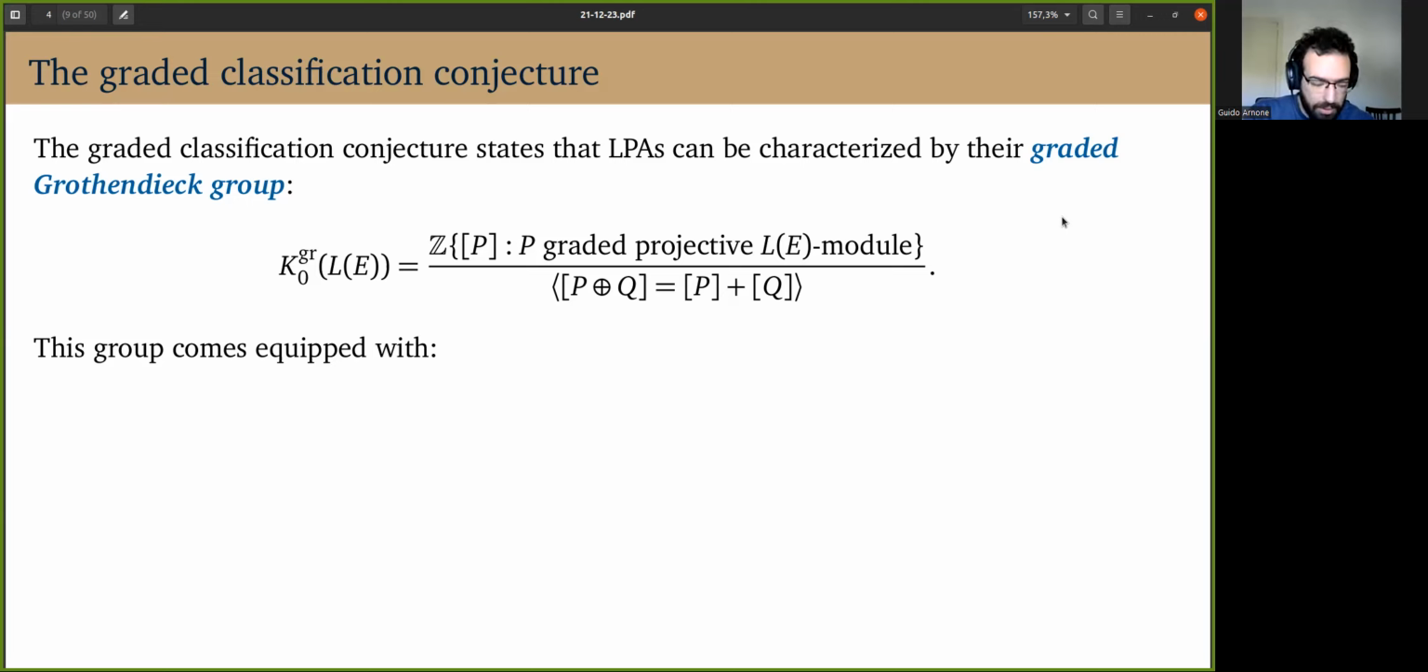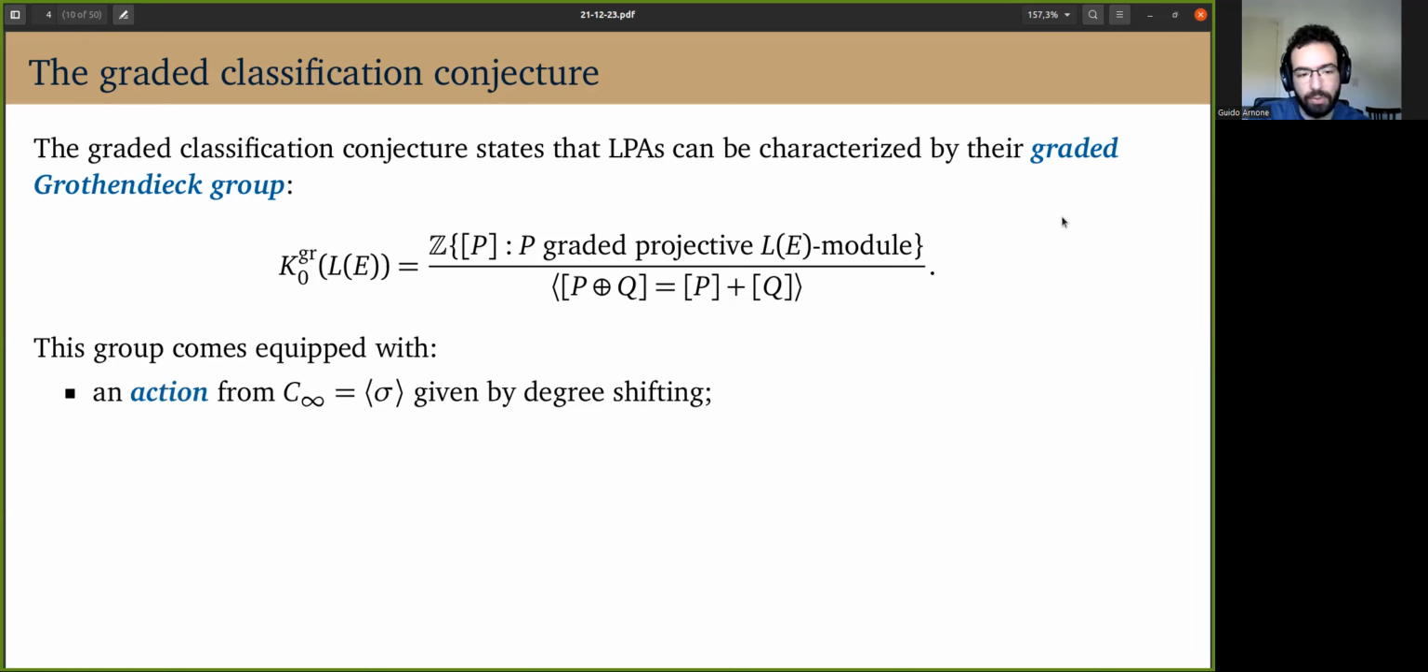And so the conjecture, I'll state it precisely in a minute, but what it says is that every question you can ask about L_E, which involves its structure as a graded algebra, should depend only on this group associated to it, which in principle should be much easier to understand than the algebra itself. But to say this precisely, one has to speak about some extra structure that this group has.